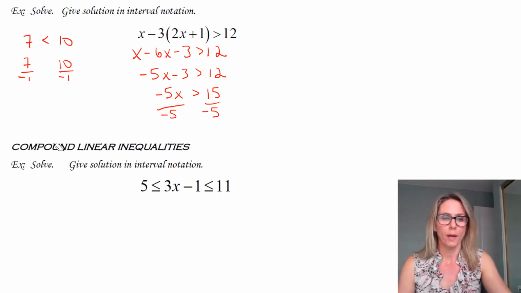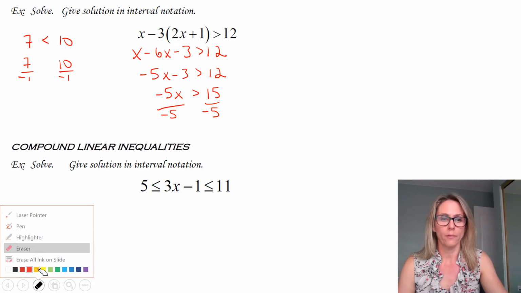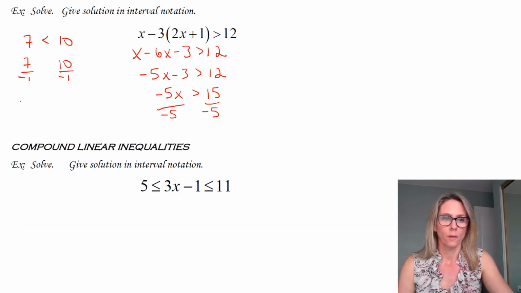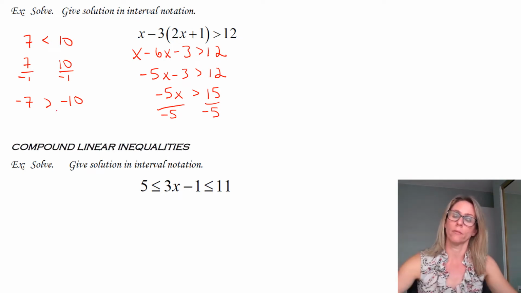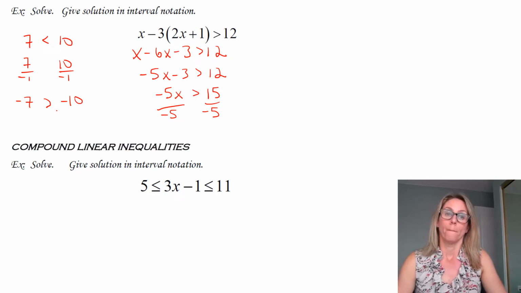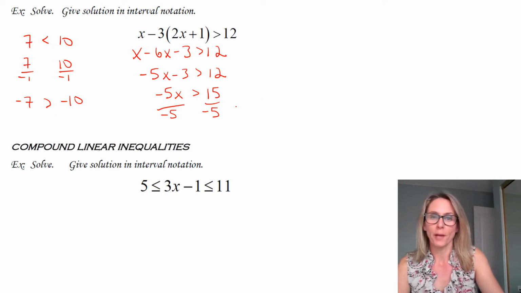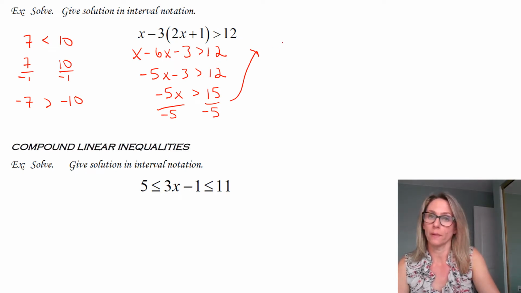But notice that now we have -7 on the left and -10 on the right. And what we might recognize is, in fact, -10 is less than -7, because now we're on the other side of the number line. Because of that, anytime we multiply or divide by a negative number in an inequality, we need to flip the inequality sign. So we'll have x is less than -3.